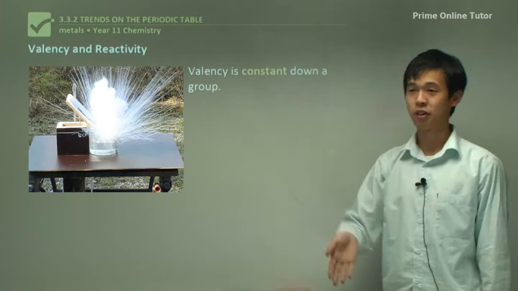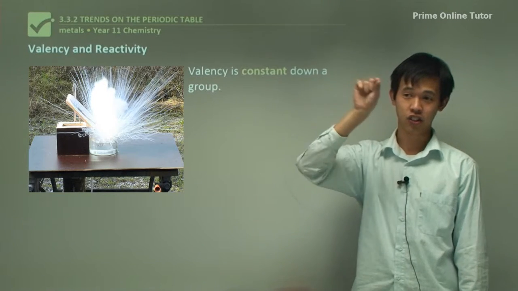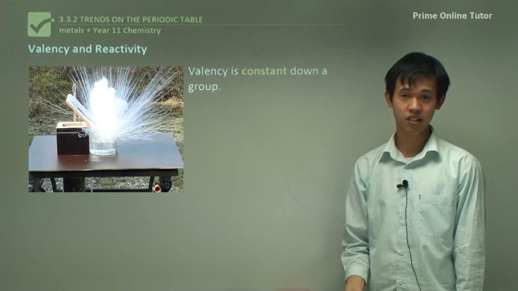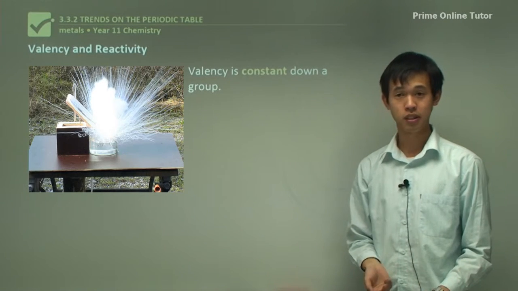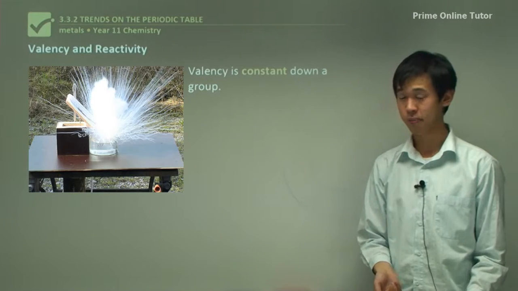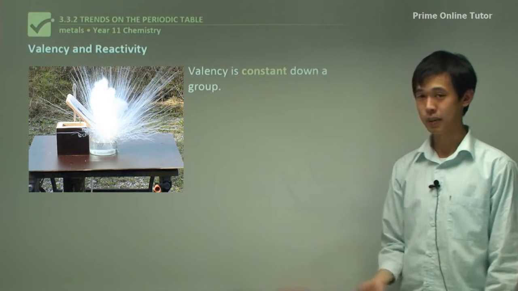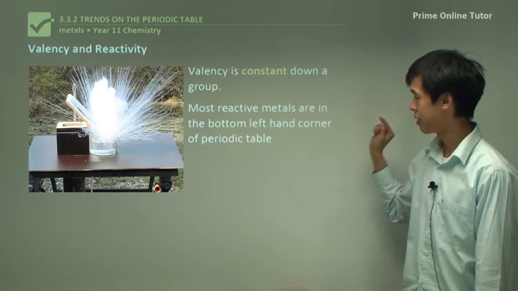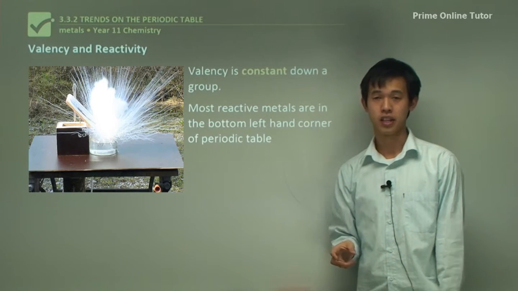As we go down a group, valency is constant because each member of one group has the same number of valence electrons, so their chemical characteristics would be similar, and their valency must be the same. That's something we can see straight away. And the most reactive metals are in the bottom left-hand corner of the periodic table.